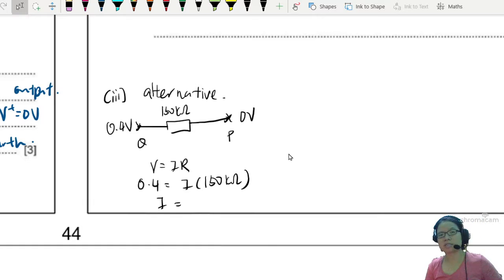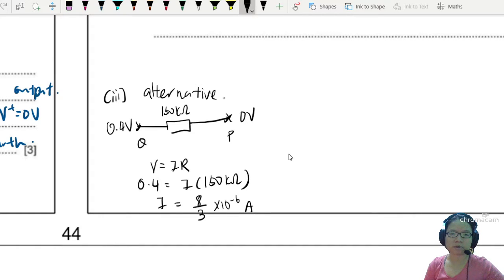So I guess you can press your calculator here to find your current. It is not a very nice number, so I'm going to keep this in fraction form because it's an intermediate answer. So this one would be 8/3. Hang on, 0.4 over 150k. Oh no, 8/3 micro, times 10 to the power of -6 ampere.